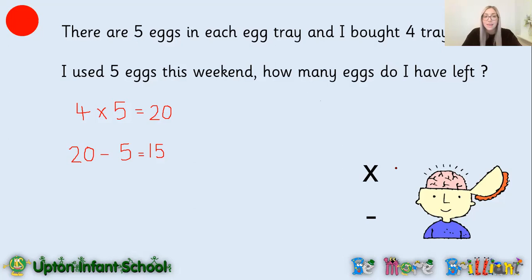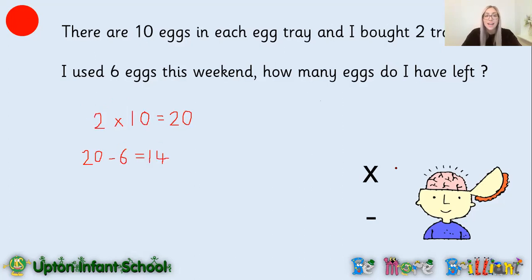Okay. So the first part of our question, so there were 4 trays. 4 lots of 5 equals 20. And then 5 were used, so 20 take away 5 equals 15. So there were 15 eggs left. The next one, 2 trays, 2 times 10 equals 20. And then 6 were used. 20 take away 6 equals 14. So there were 14 eggs left.